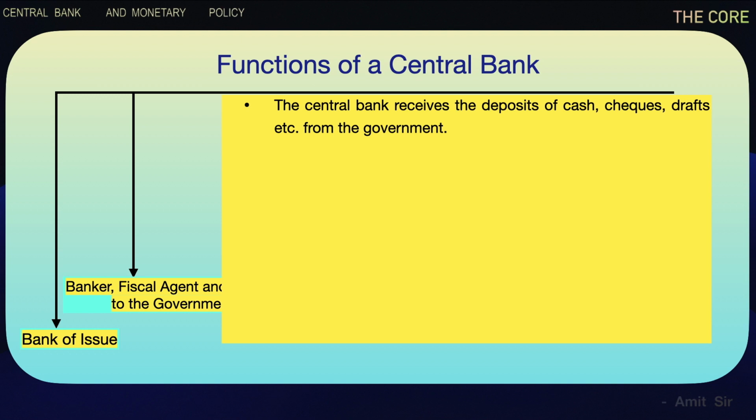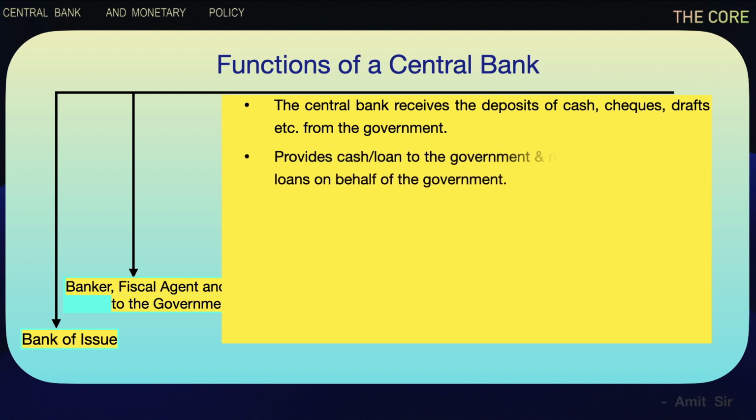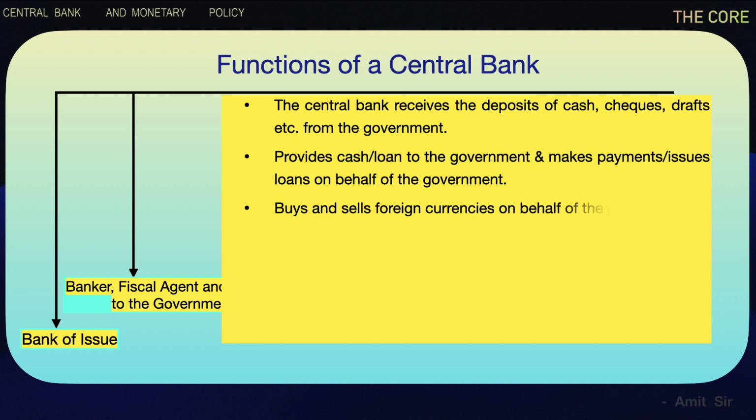The second important function of a central bank: banker, fiscal agent and advisor to the government. The central bank receives the deposits of cash, checks, drafts, etc. from the government, provides cash loans to the government and makes payments, issues loans on behalf of the government, buys and sells foreign currencies on behalf of the government.